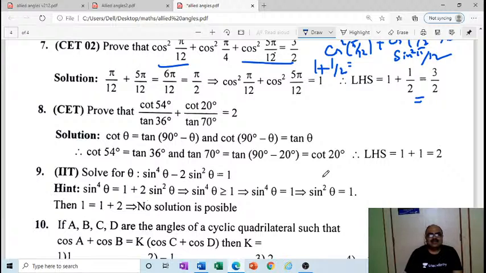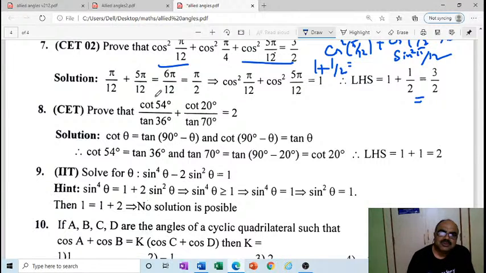Prove that cot 54 by tan 36 plus cot 20 by tan 70 is equal to 2. See friends, the moment you see this, even if 2 is not given on the right hand side, you must get the answer. 54, 36, you can see that combination. One is in cot, another one is in tan. Any one you change it, 90 minus theta.